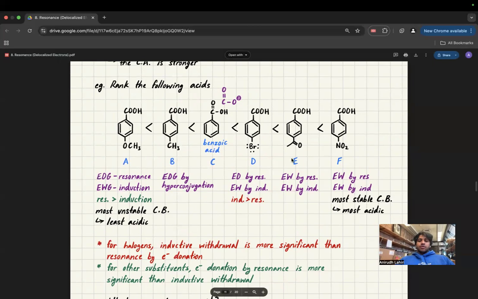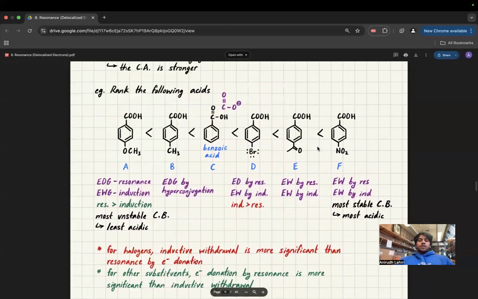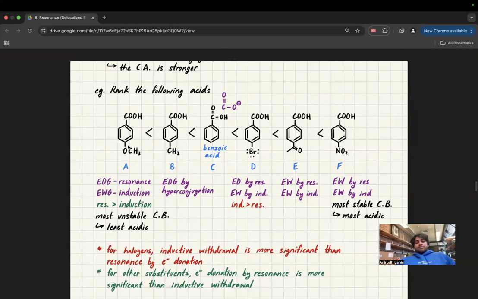Here you have slightly weaker groups, weaker, weaker, weaker. Okay, and I'll leave it to you to go through the specific effects of each of them. But the general idea is that you prefer to have withdrawing groups, you prefer stronger withdrawing groups. This one has donating groups. There are also two competing effects. Sometimes resonance and induction act opposite to one another.